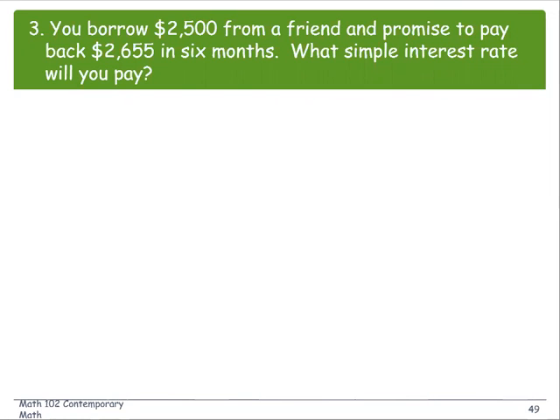The next example: you borrow $2,500 from a friend and promise to pay back $2,655 in 6 months. What simple interest rate will you pay? Let's make a list. You borrow $2,500, so this is the beginning money, or the P, which is $2,500. Promise to pay is the future value, or the A, $2,655. In 6 months, the time is 6 over 12, which we simplify to 1/2. The unit is years.